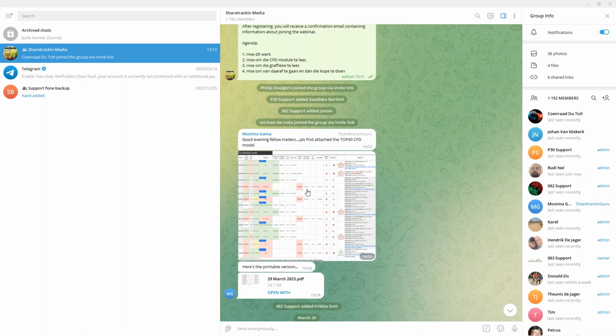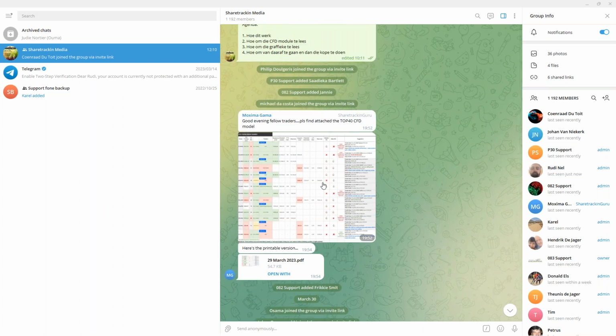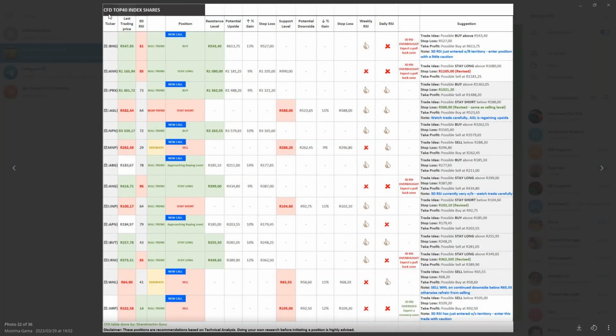All right, so first things first, when you are part of the Telegram group, you will notice that you're receiving these notifications. So, for instance, one of these, which is the CFD Top 40 Index shares. So we select only from the Top 40 index for our CFD picks. Now, obviously, there are more than 40 shares on the JSE, but your Top 40 shares would be your best shares to start off with, especially when you're trading CFDs.